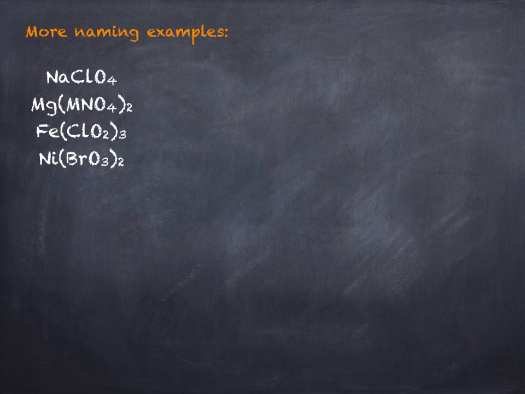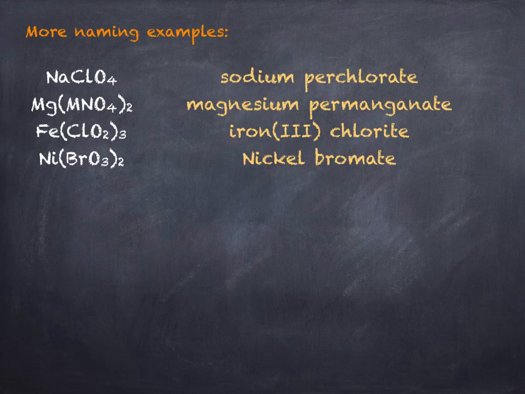So just to wrap it up, here are some examples for more namings, which include this multiple number of oxygens in the polyatomic anions. For the first case, we're dealing with ClO4 minus, so that's going to be the case of perchlorate, so it's going to be sodium perchlorate. Second case is magnesium, again the highest number of oxygens for Mn, so it's going to be permanganate, so magnesium permanganate. Third case is iron, coming with a charge of 3, so we mention the charge, iron 3, and because it's ClO2, it's going to be the chlorite case.